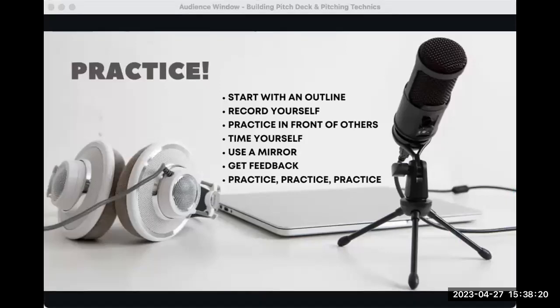First of all, start with an outline. Before diving into practicing your pitch, create a clear outline of what you want to say. This will help you stay on track and ensure you cover all the key points. As I showed you the structure, as I said, record yourself. Use a phone or computer to record yourself delivering your pitch. Maybe you will start from audio and then go to video, whatever is comfortable for you. This will help you identify areas of improvement.